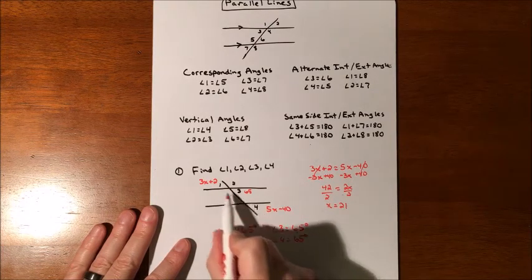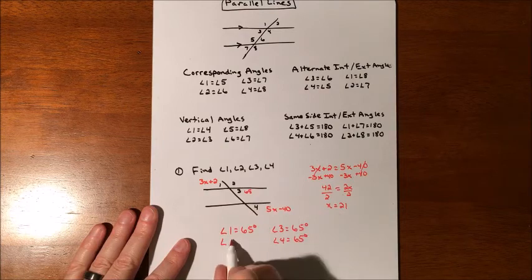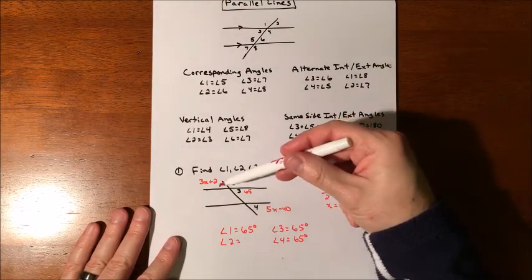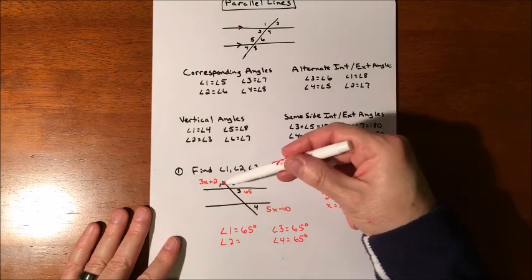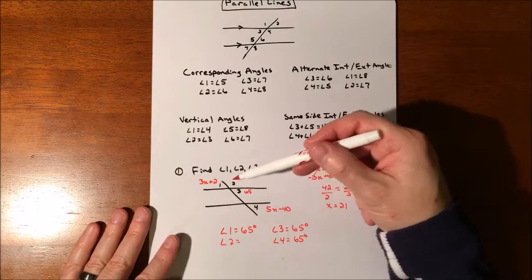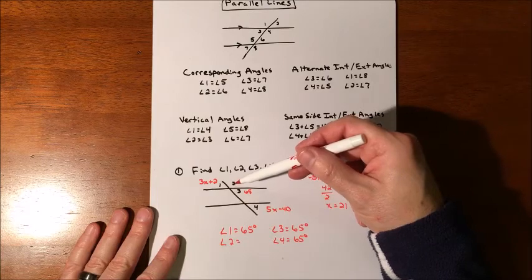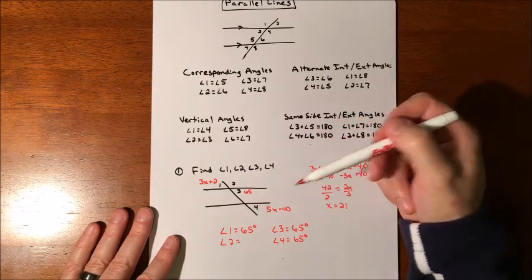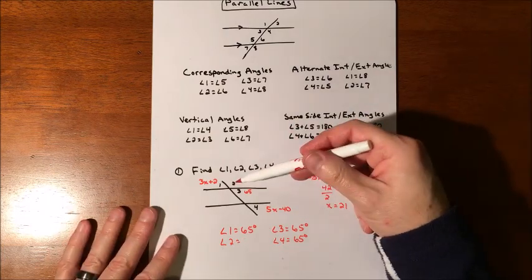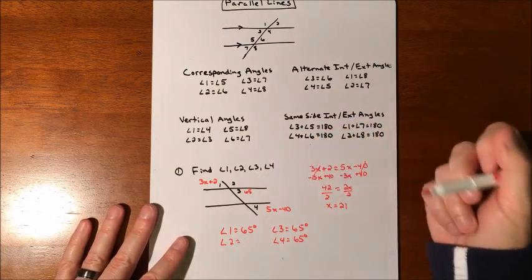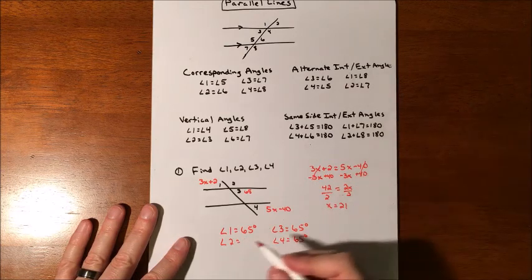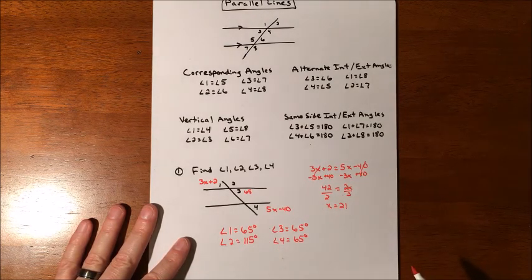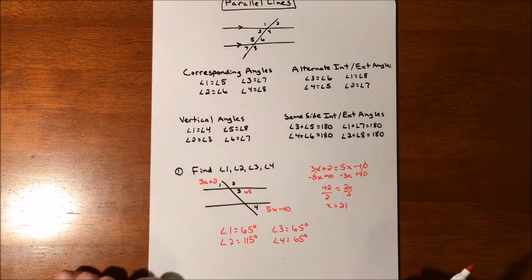Now angle 2 is what we're missing. There are a lot of different ways to look at this. These two angles make a straight line, so they have to add up to 180. These two angles make a straight line, so they have to add up to 180. You also have same side exteriors, which makes those two add up to 180. So there are a lot of different ways to figure this out, but basically we're going to take 180 minus 65, and we're going to get 115 for angle 2. And that was parallel lines.